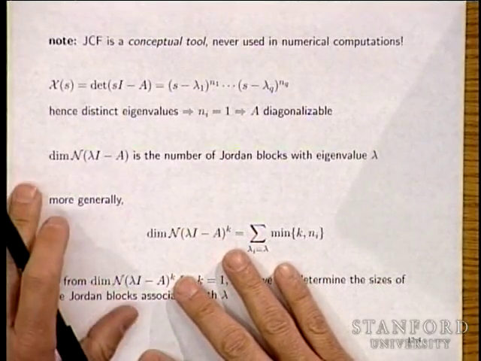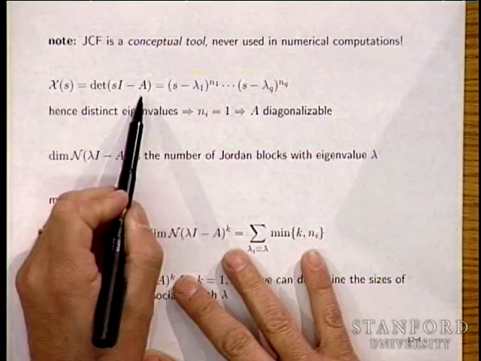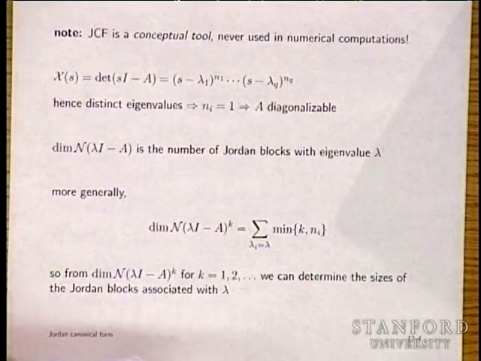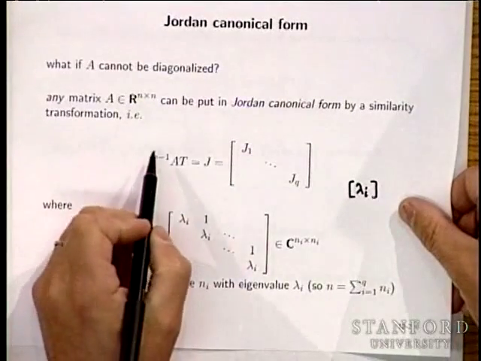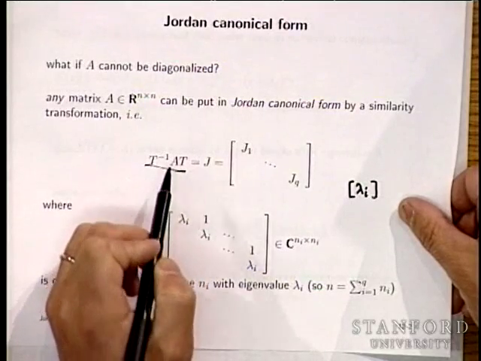So, all right. Now the characteristic polynomial of A is, of course, if J is block diagonal, the characteristic polynomial under a similarity transformation is the same.